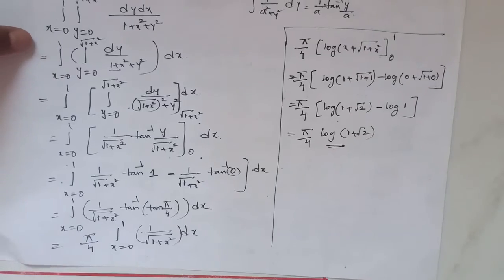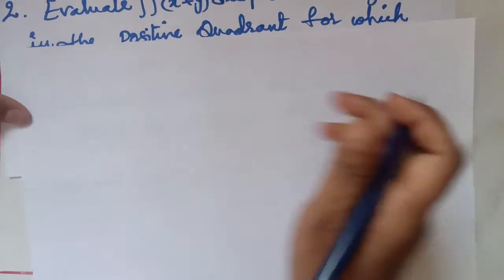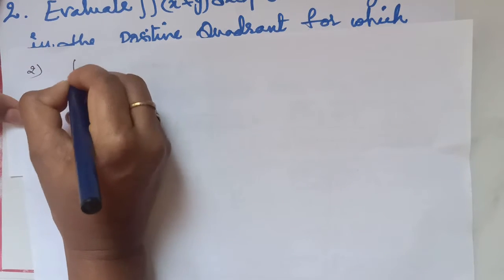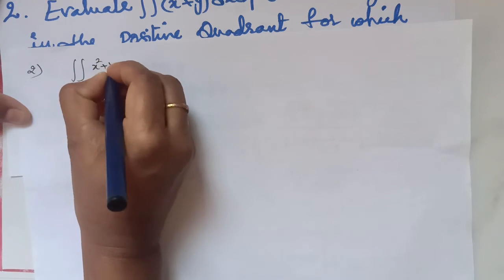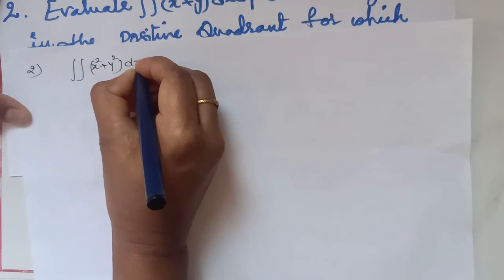Now, second one, evaluate the double integral x square plus y square into dx dy.